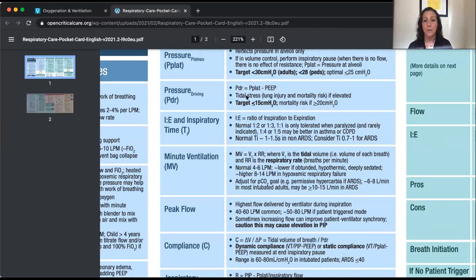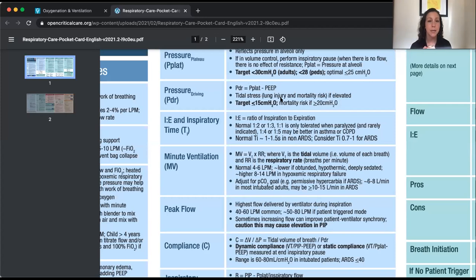The target driving pressure is less than 15. If it's greater than that, you have an associated increased risk of mortality. So some of this is because of the compliance of the lungs themselves. So if your lungs are non-compliant, your pressures are going to be high. And so you may have a hard time delivering those breaths and maintaining lower pressures.